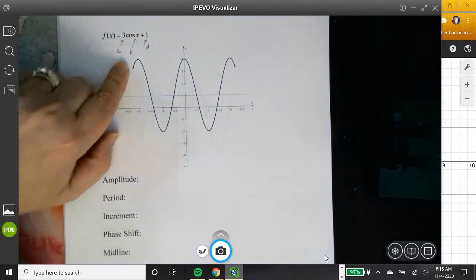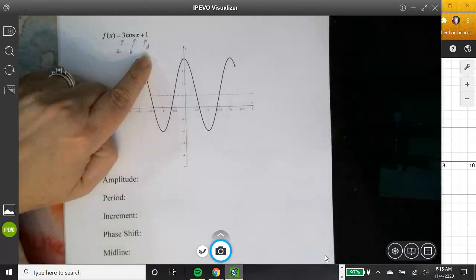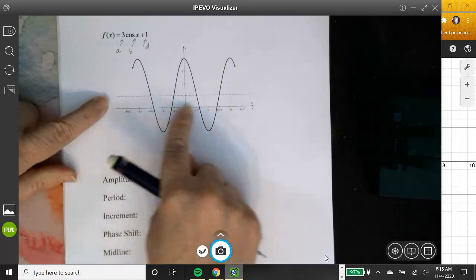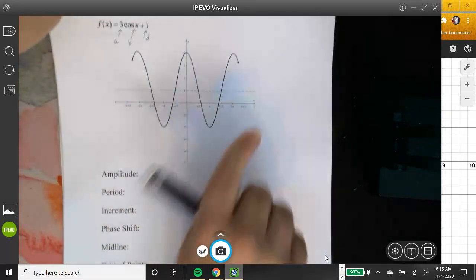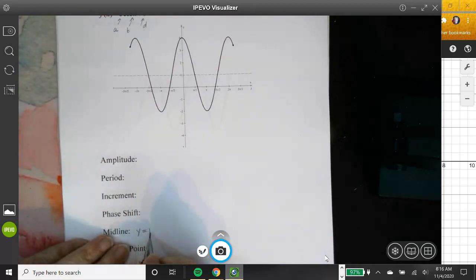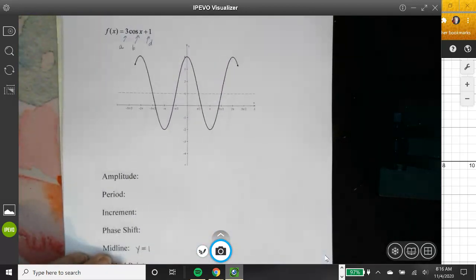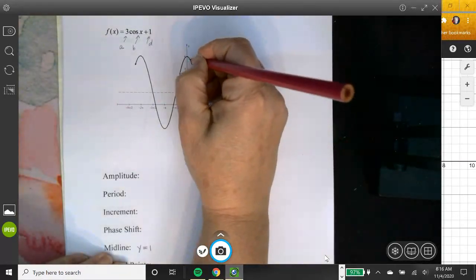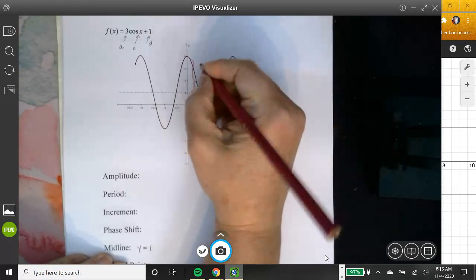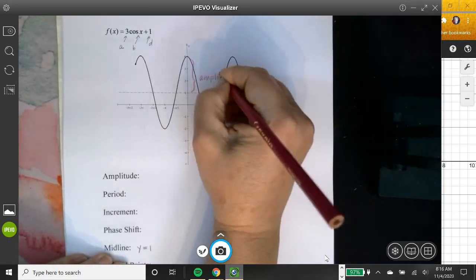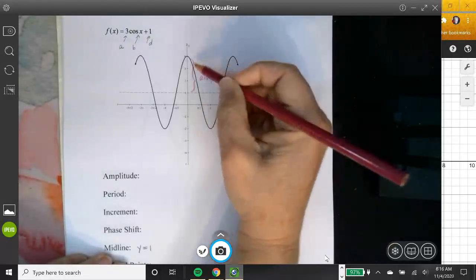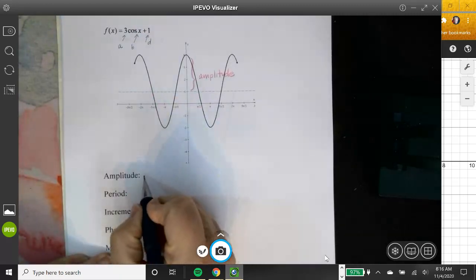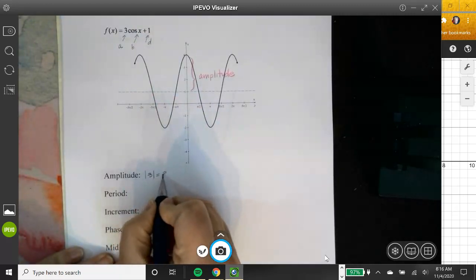Okay? So D, I like to start off right away with, is my vertical shift. So that means the midline went up 1. So I would come down here and say, okay, well, my midline is y equals 1. All right? Now, the amplitude is the distance between the high spot and the midline. So this is the amplitude. And if you look at the graph, it certainly looks like it's 3. So it's going to be the absolute value of 3, which is 3.